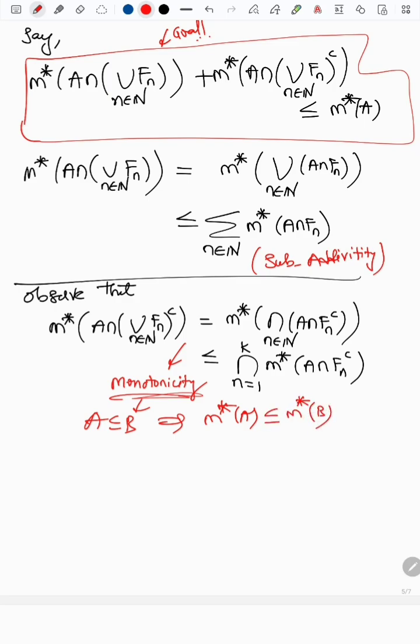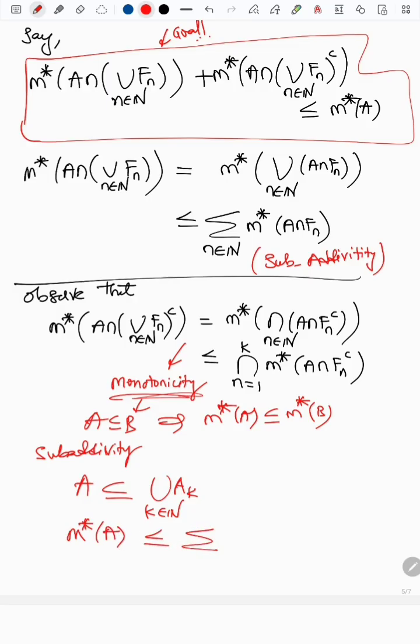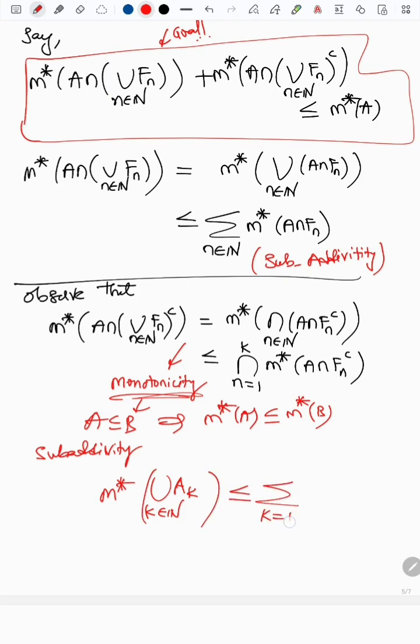And for a quick recall, subadditivity means: if A is a subset of the union of A_k, where k belongs to N, then m star of A is less than or equal to the summation of m star of A_k, k from 1 to infinity. It also works for finite unions. Yeah, this is subadditivity, a quick recall.